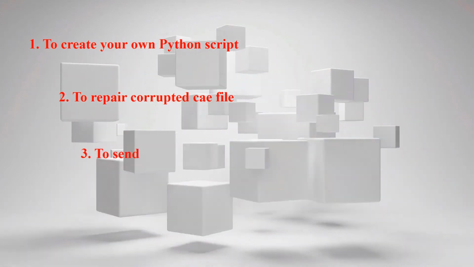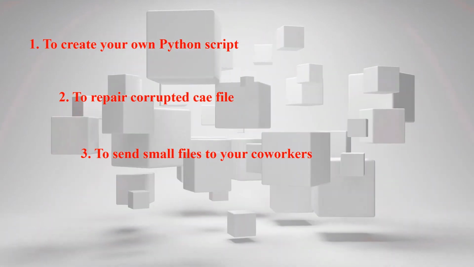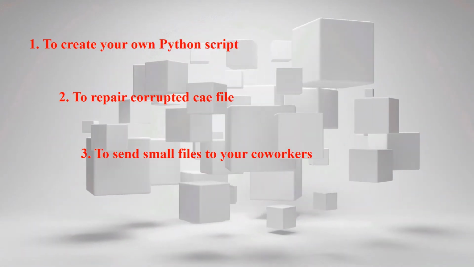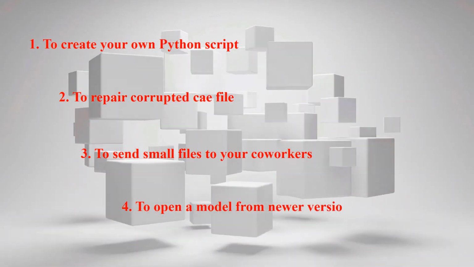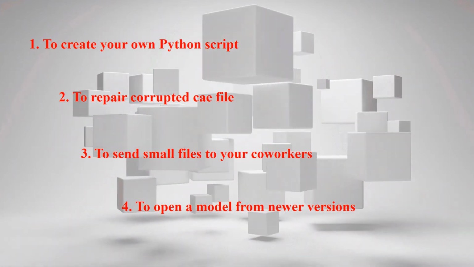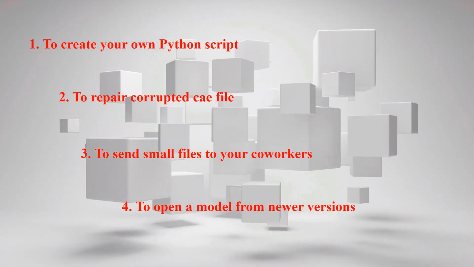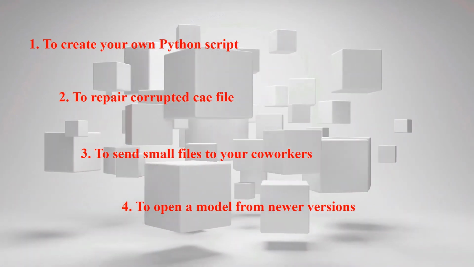Third, to send small files to your coworkers. Instead of sharing a big CAE file with your coworkers, you can send them only the JNL file, which is a small text file. Fourth, to open a model from newer versions. We can recreate the CAE file of newer versions of the Abaqus software in our version using the JNL file. We just need to recover the file as explained and continue. Is it helpful?